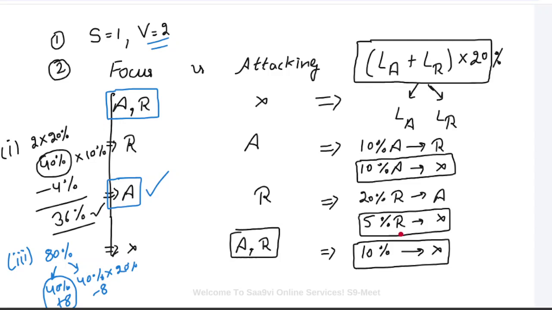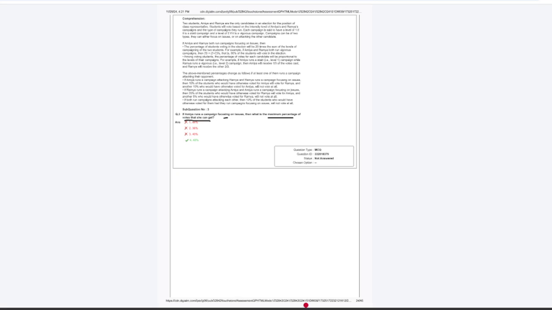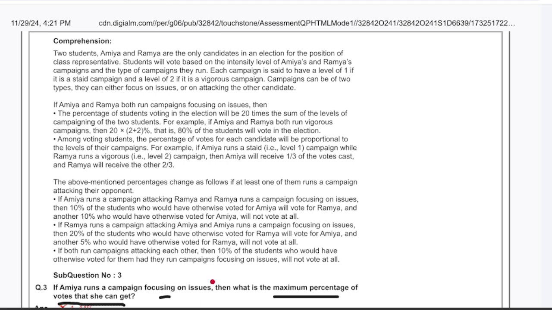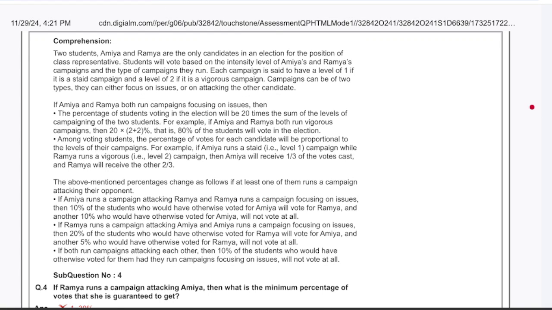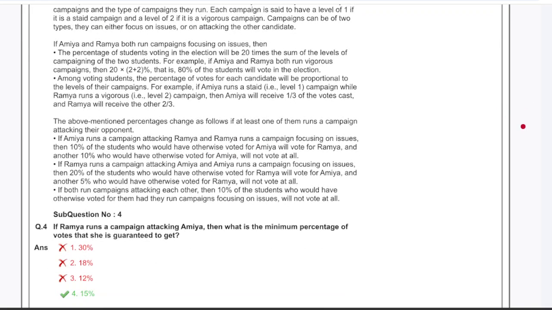And 5% Ramaya will not vote. That means Amaya may get maximum 48% votes. So the answer to the third question should be 48%.